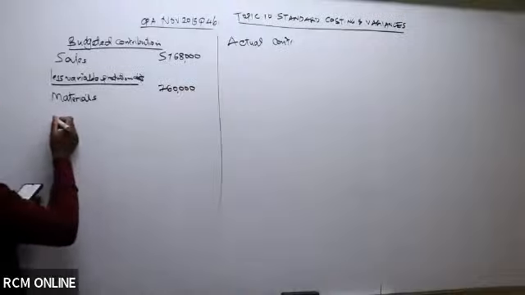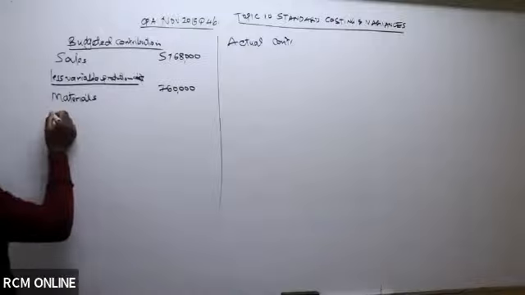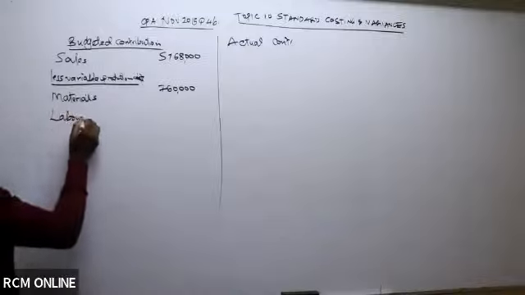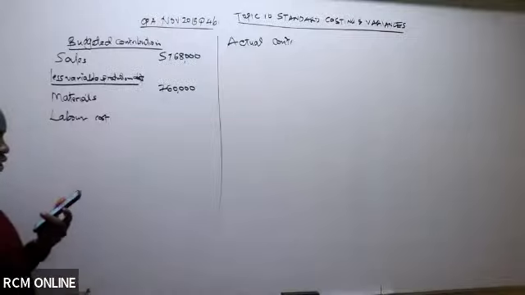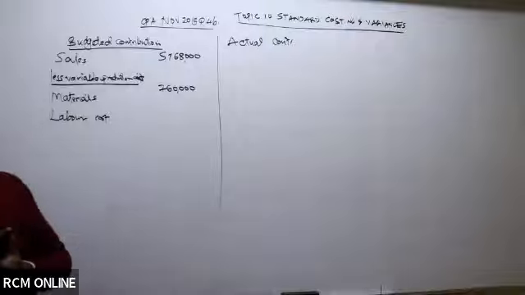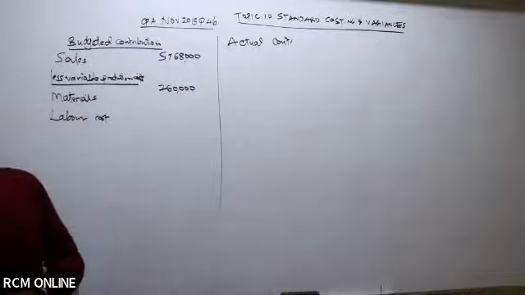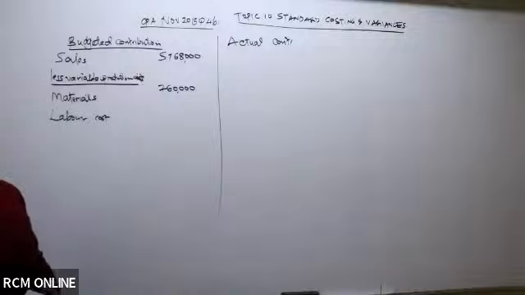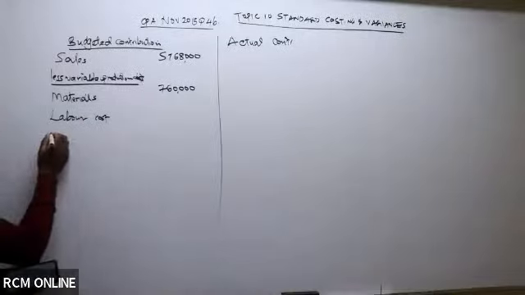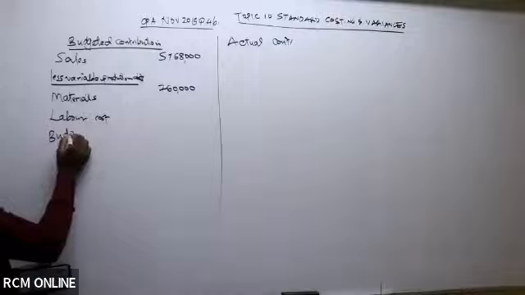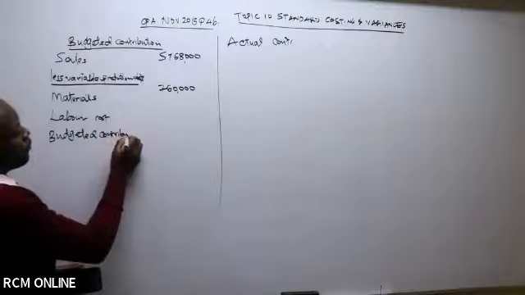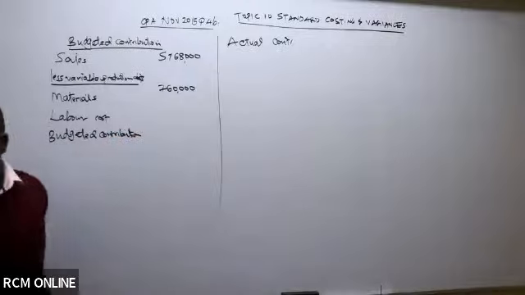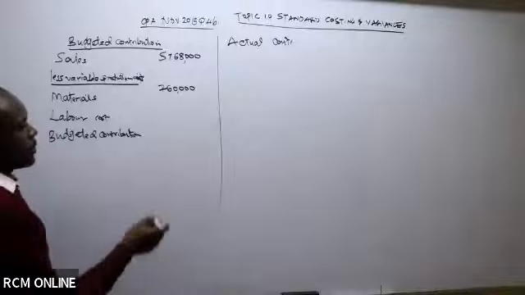Good. Then we have labor. So labor cost, we are told they need 3 hours at 24 shillings per hour, giving us 72 per unit. And they're supposed to produce 38,000. So 38,000 by 72. What are you getting? 2,736,000.